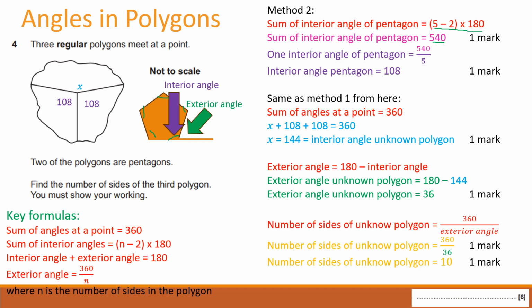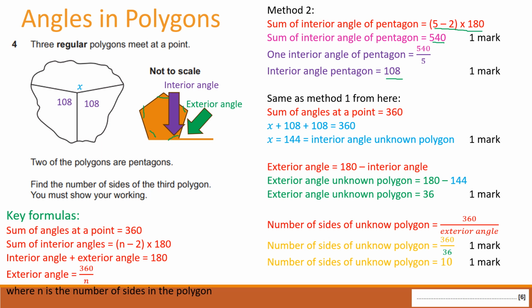So the 5 angles in this pentagon all added together add up to give me 540. So to work out the one interior angle where the purple arrow is pointed to, if I do 540 divided by 5, that gives me 108, which is the second mark. So there are 2 different ways to get the first mark and the second mark compared to method 1.